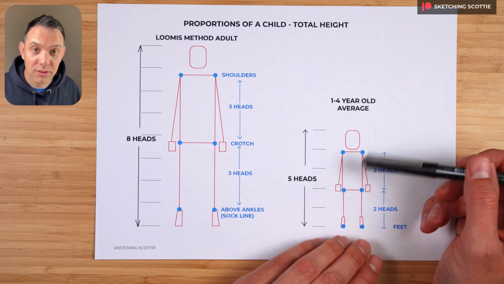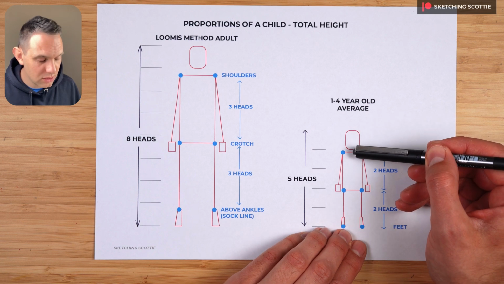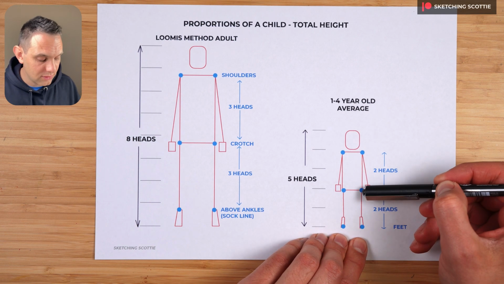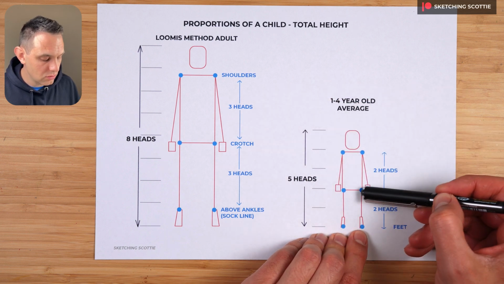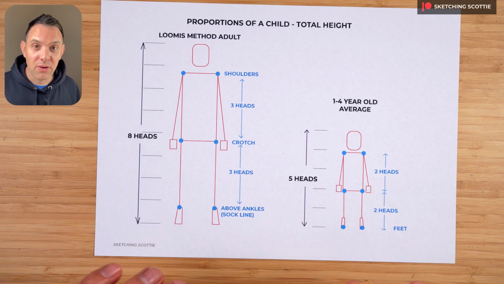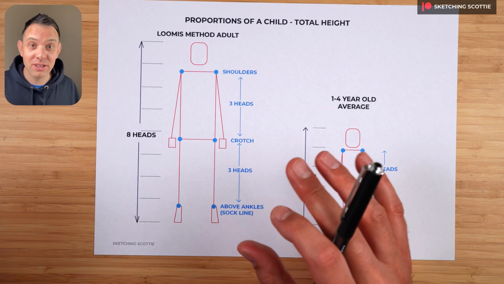With a child, we can draw the head, drop down just a little bit for the shoulders, and then go down 2 heads, so not 3 heads, 2 heads to the crotch, and then 2 heads to the bottom of the feet. So that's how I would remember it. Okay, so what's the next thing you need to know?